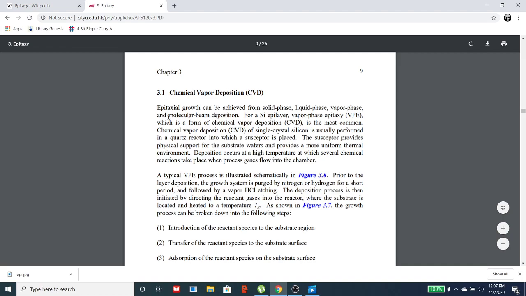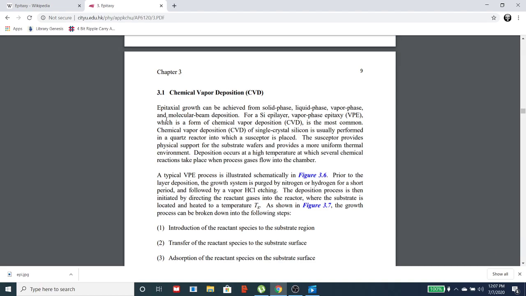Epitaxial growth can be achieved from solid phase, liquid phase, vapor phase, and molecular beam deposition. For a Si epi layer, vapor phase epitaxy, which is a form of chemical vapor deposition, is the most common. Chemical vapor deposition of single crystalline silicon is usually performed in a quartz reactor into which a susceptor is placed. The susceptor provides physical support for the substrate wafer and provides a more uniform thermal environment.